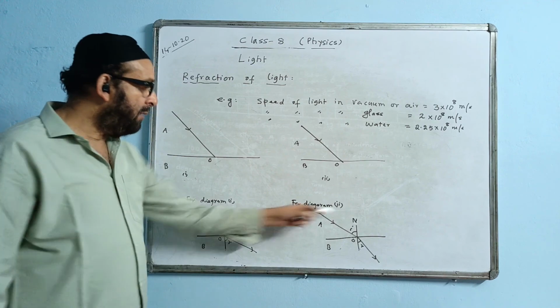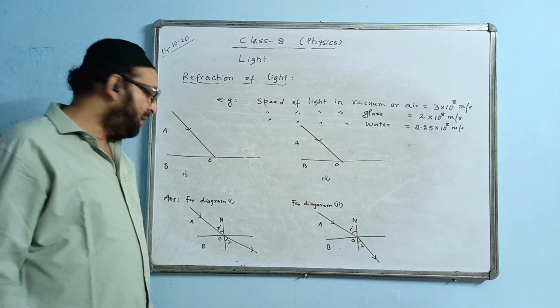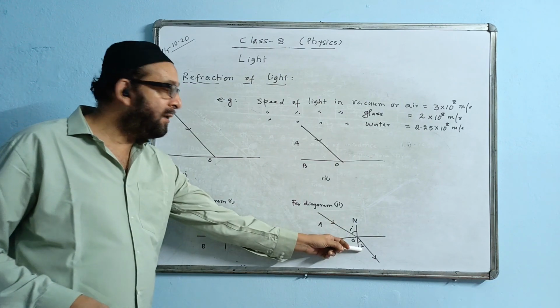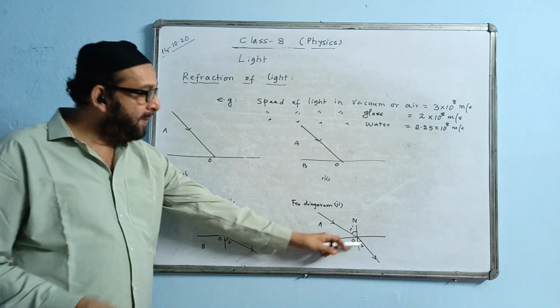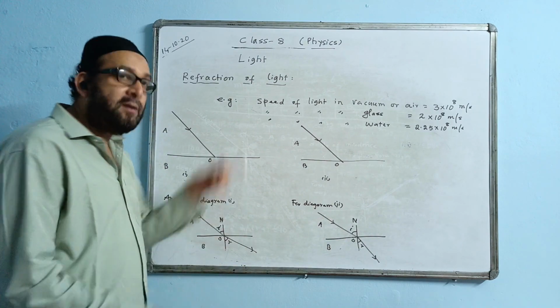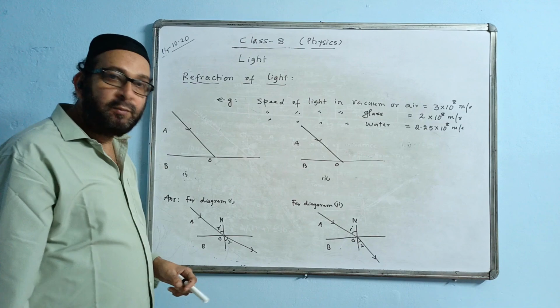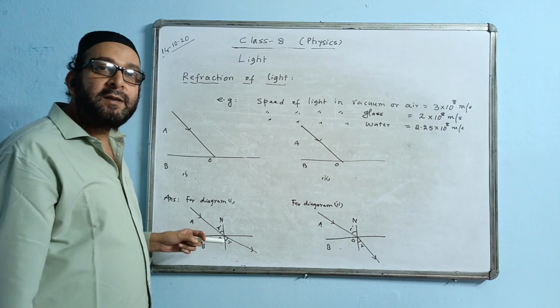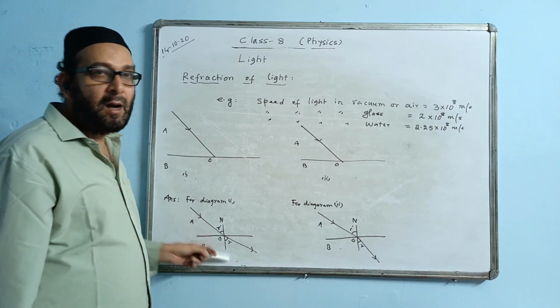Angle I and angle R, I'll mark clearly. In the first case, when the ray travels from rarer to denser, I is bigger than R, because the ray is bending towards the normal, so R will be the smaller angle and I will be bigger. In the second case, the ray is bending away from the normal, that means this time R will be bigger than I. Or you can say I will be smaller than R.